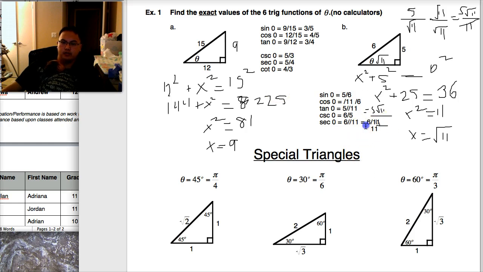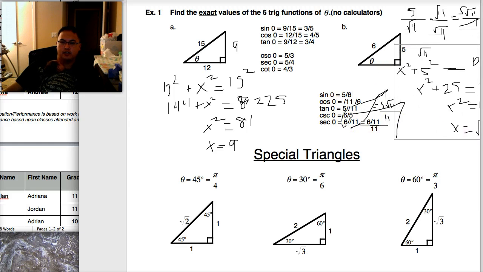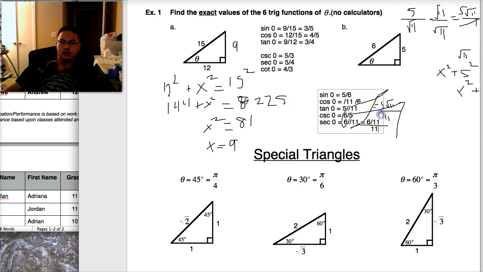I'll draw a little fraction bar for you guys, and oh my gosh, this thing's taking a mind of its own. Let me just move this to the side. You don't need that anymore. Hold on, I can't move this. Oh well. Sorry.